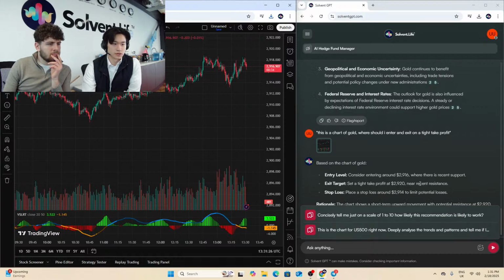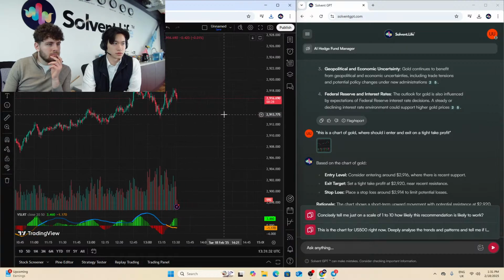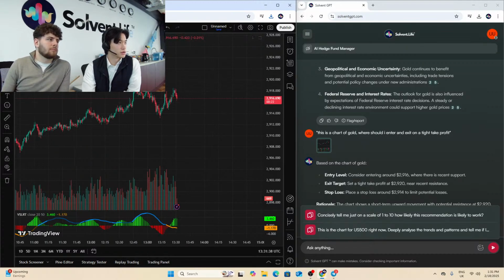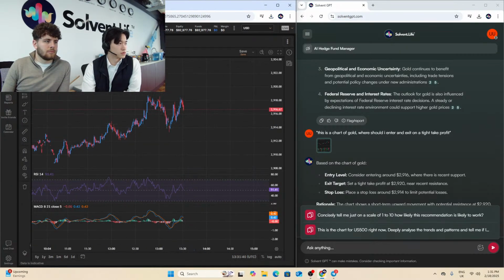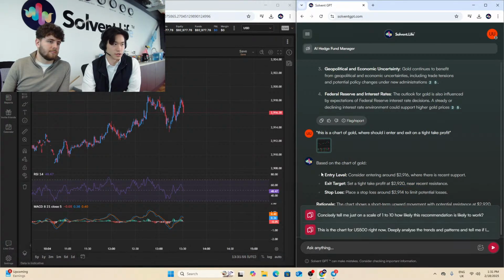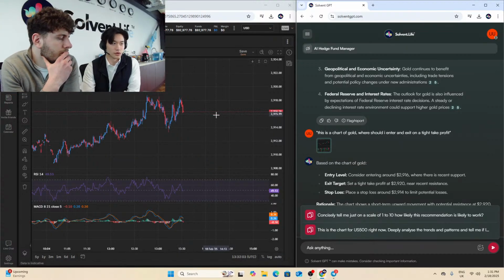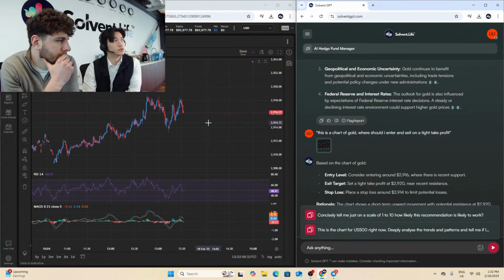2916, 2920. We can enter a quick trade here. Yeah. We'll enter here, exit out here. We're gonna buy. Yeah, this uptrend here. The GPT says for a tight take profit 2920, enter 2916. No, not just yet. Not sure.